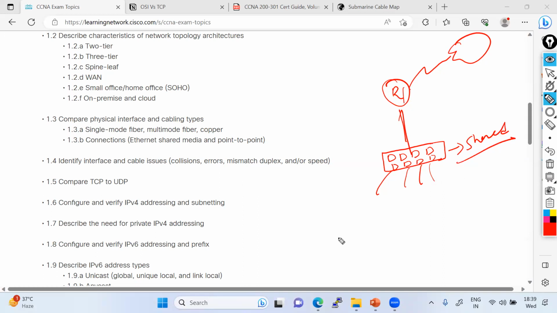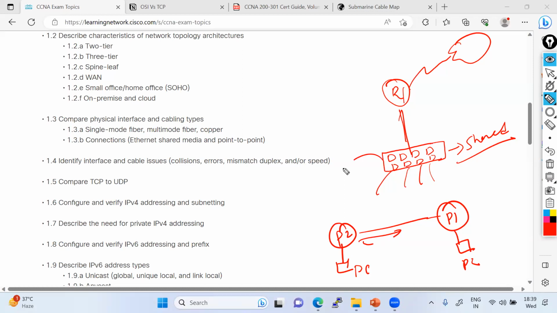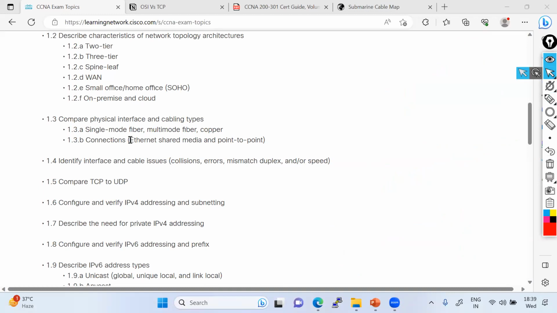But if I'm talking about point to point, it is one to one talking. This is P1 and this is P2. This could be one PC and this could be another PC. They are just talking point to point. No other PC can be connected. But in shared media, we can connect multiple PCs together, right? So if you go here, let me just show you something.